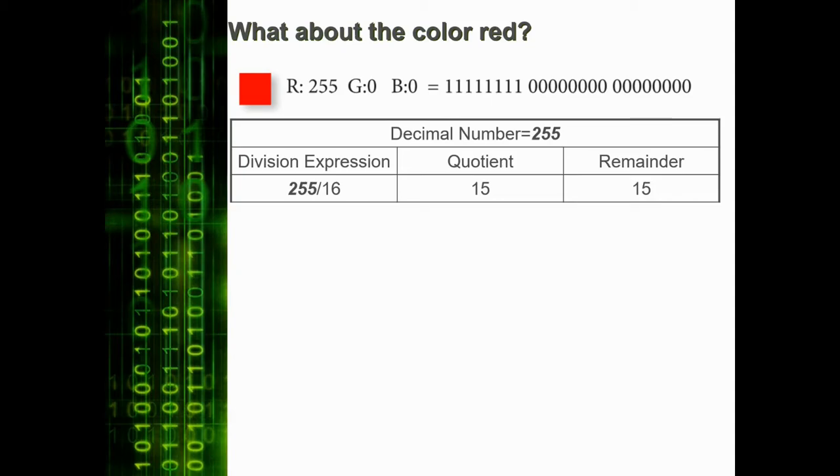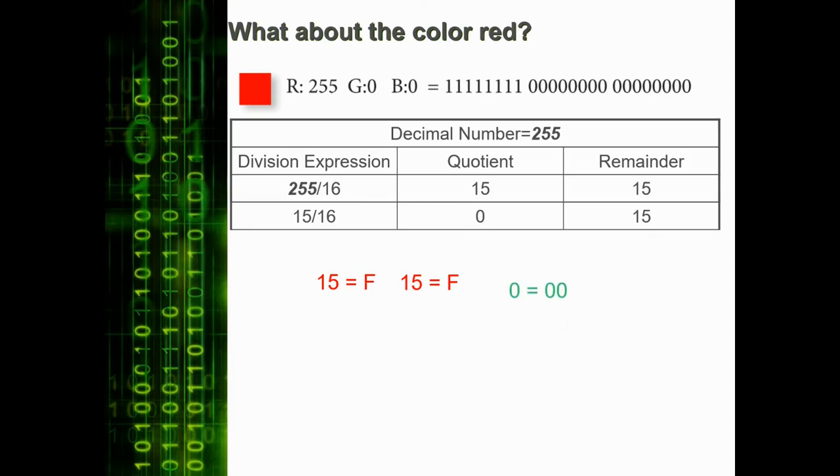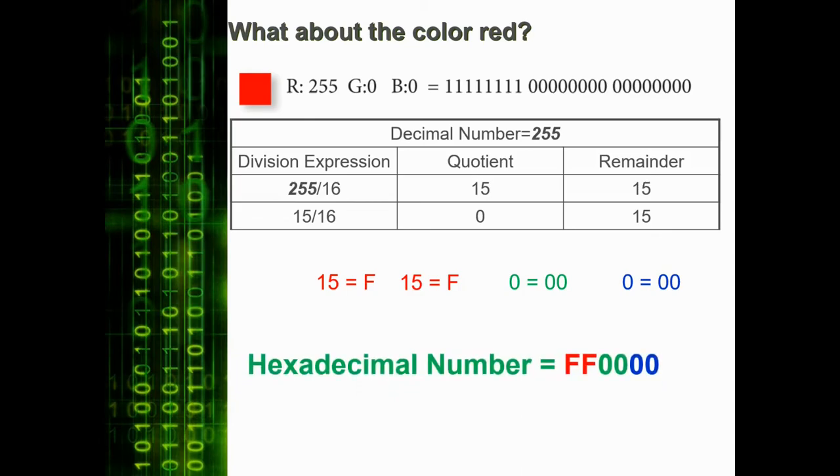So I wonder what 255 is in hexadecimal. 255 divided by 16 is 15 with a remainder of 15. 15 divided by 16 is 0 with a remainder of 15. 15 is represented by the letter F. So the red portion of the code will be FF. There is 0 green and 0 blue. So the hexadecimal number for the color red is FF0000.